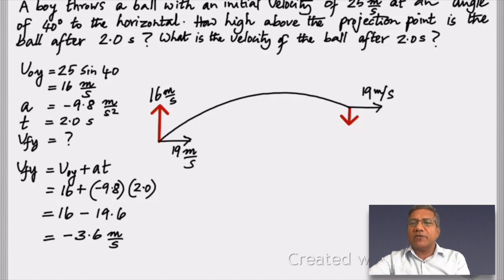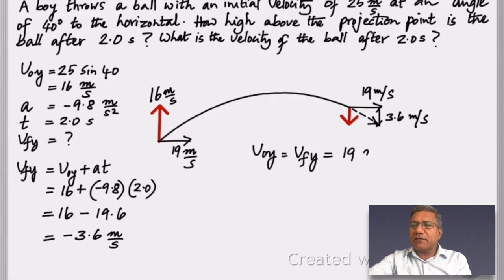So now what do we have? We have this object which has a vertical velocity of negative 3.6 meter per second and a horizontal velocity of 19 meter per second. We've got to find the resultant of the two. What I did here is I just drew the 3.6 on the other side. So it's 19 here, 3.6 here. The resultant is going to be this. Of course, you find that by using the Pythagorean theorem, where you add the squares of those two numbers and take the square root.